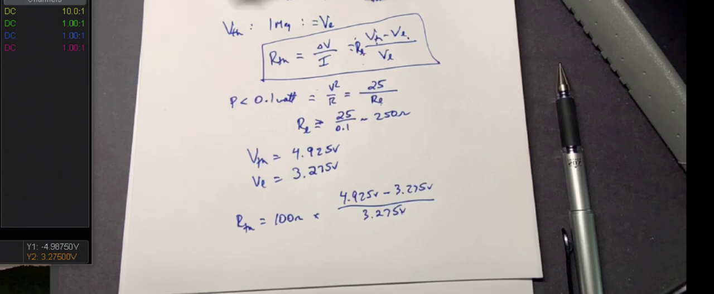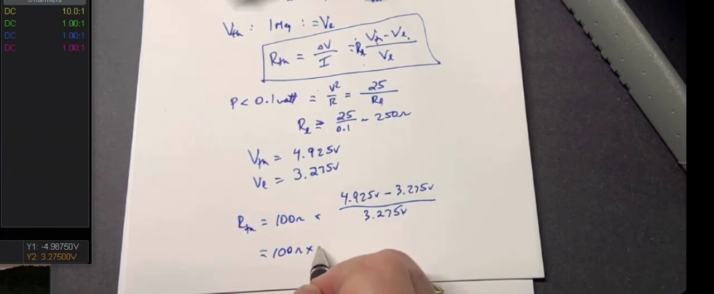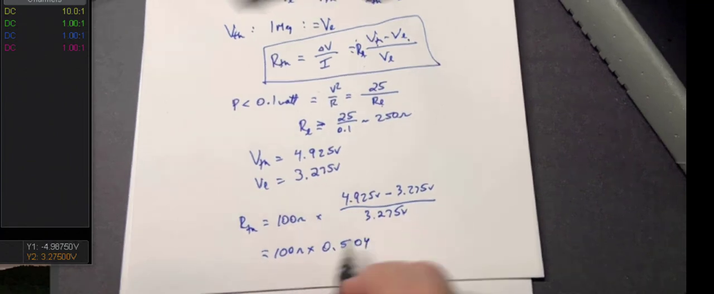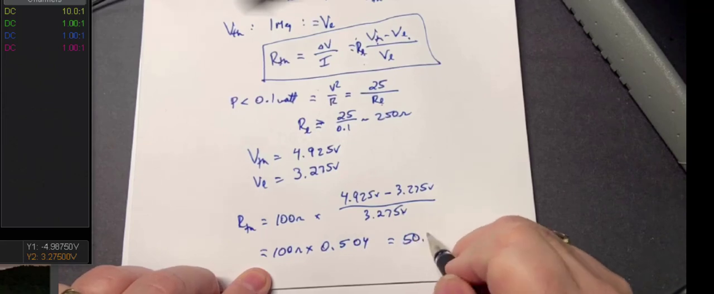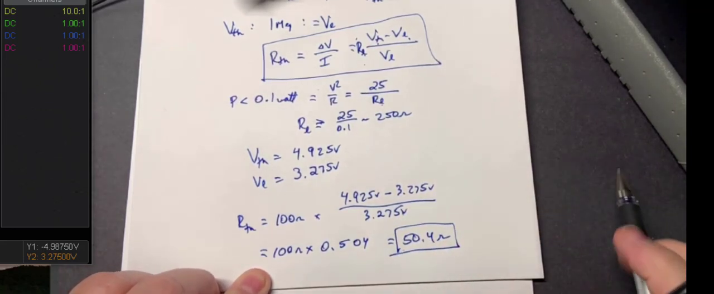Now we can try it with our calculator, get a little bit better answer. And this is 100 ohms times 0.504. And what does the resistance come out to? It comes out to 50.4 ohms. Pretty darn close to 50 ohms.